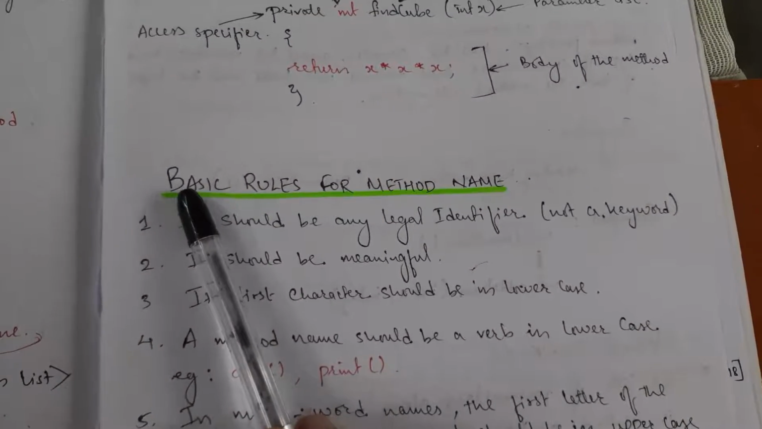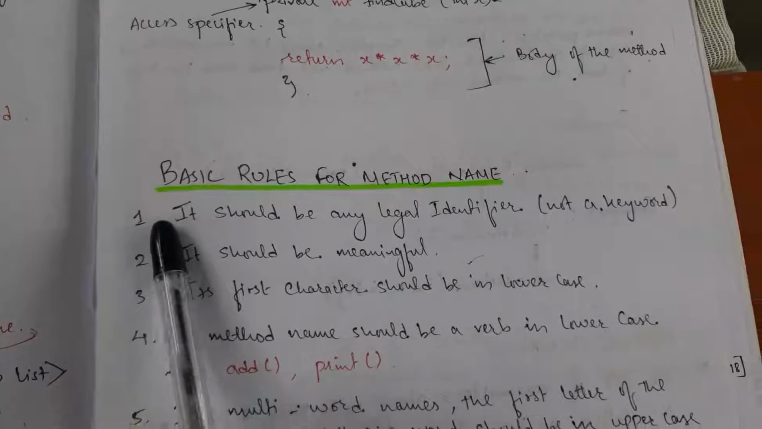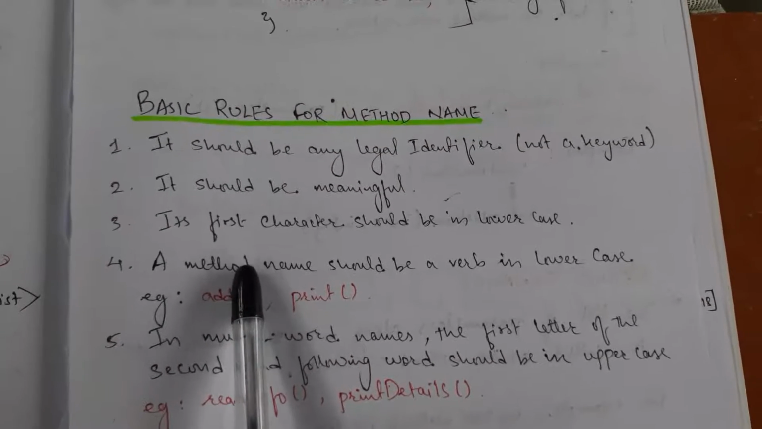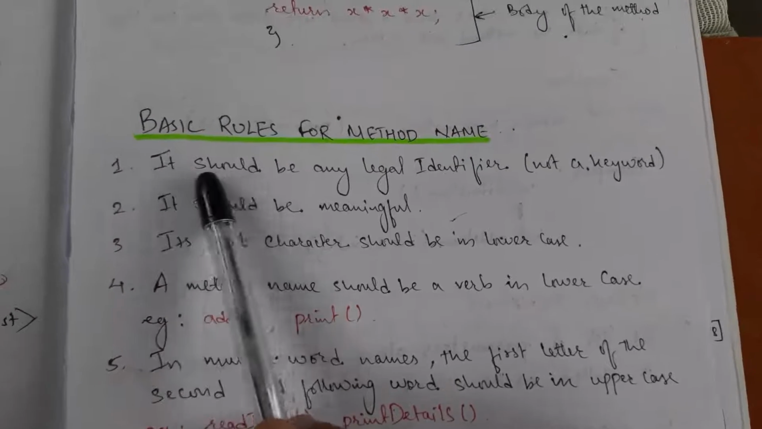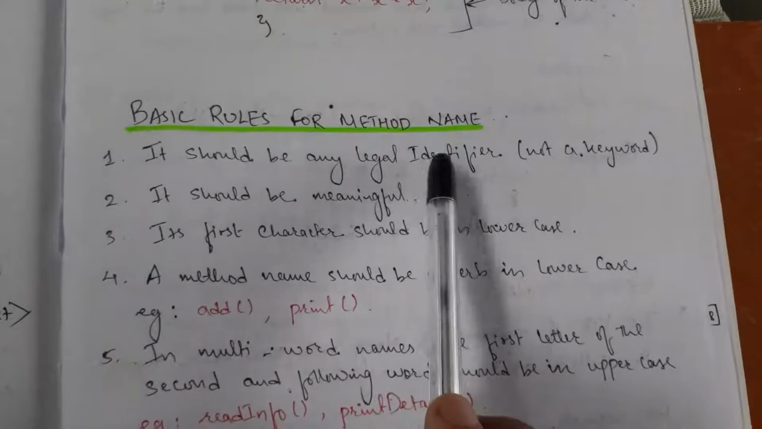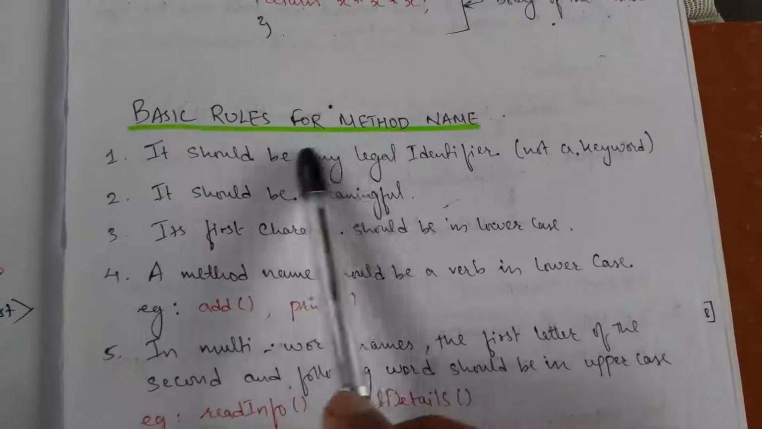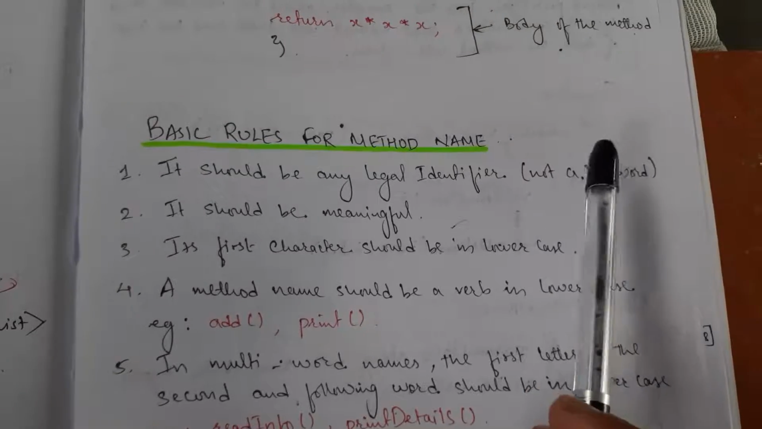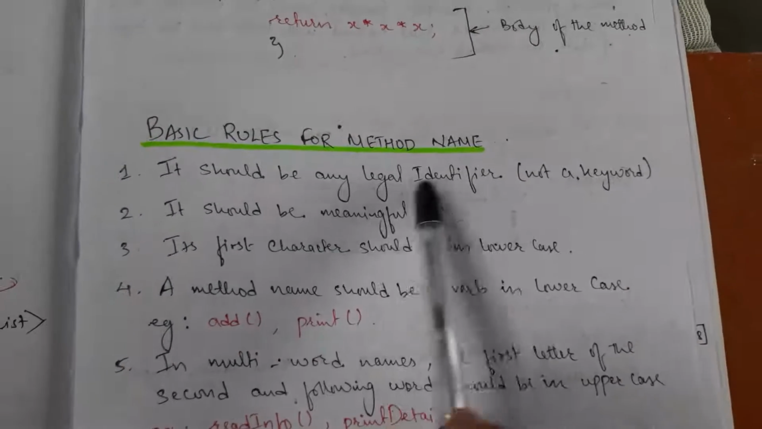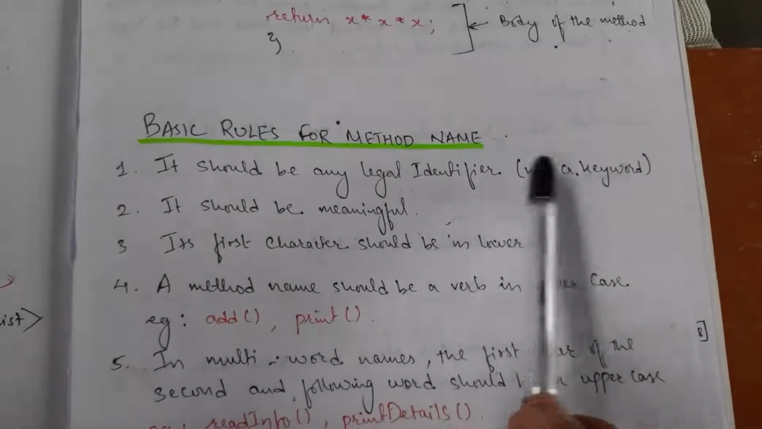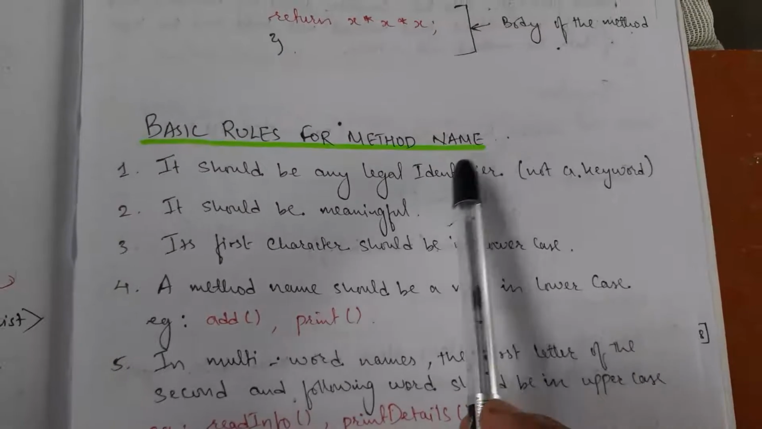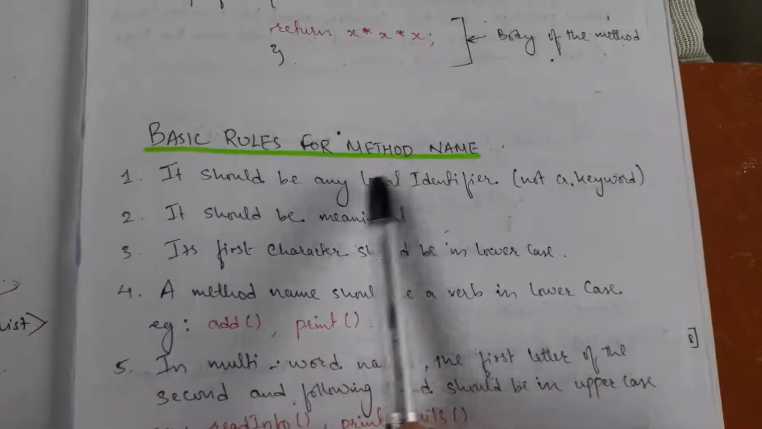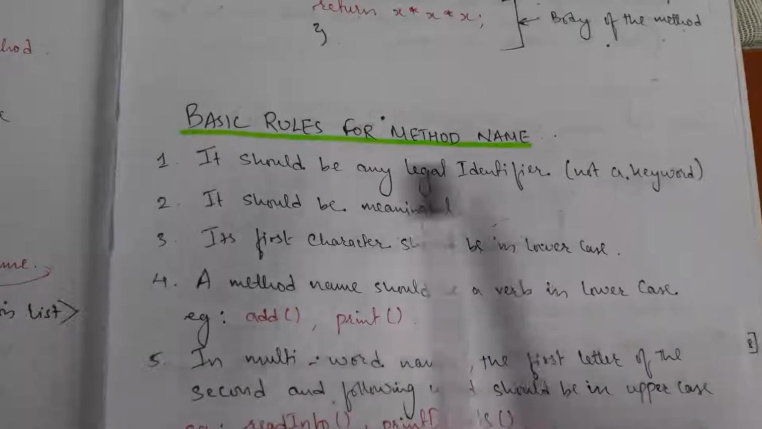The next topic will be basic rules for method name. So these are the rules that you have to remember whenever we are dealing with methods in programming. The first rule is it should be any legal identifier, not a keyword. That means the method name has to be an identifier, not a keyword. If you turn the page and check the previous chapters, the definitions have been mentioned for identifier and keyword. Identifier and keyword are two different things, and they have different meanings in programming. So whenever we are defining the method name, it has to be an identifier, not a keyword. This is the first rule that you have to remember.